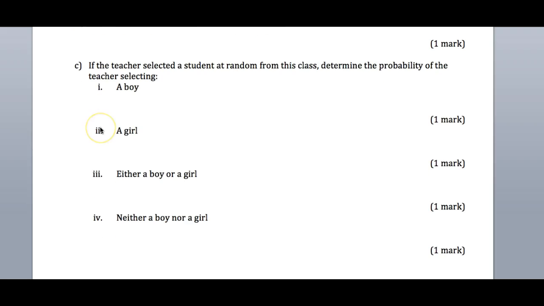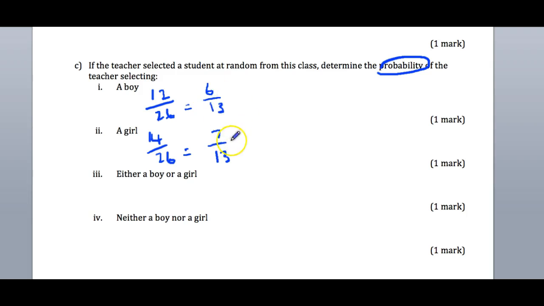I should have kept that because I need to answer these questions now. Let's see if I can do it without that. If the teacher selected a student at random from this class, determine the probability of the teacher selecting a boy. So there's 12 boys in the class. We're looking at the probability. Get in the habit of circling whether it's asking for the probability or the number. This one's a probability. So 12 over 26, and we can simplify that to 6 over 13. Try to get into the habit of simplifying your fractions. Probability of a girl is 14 over 26, which is 7 over 13.